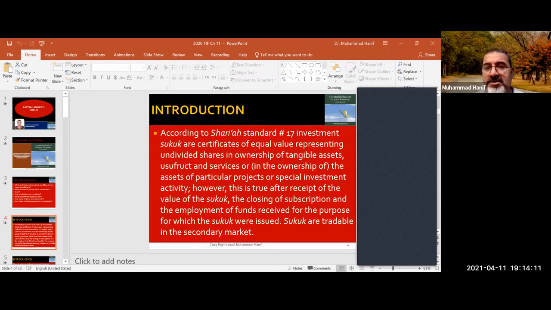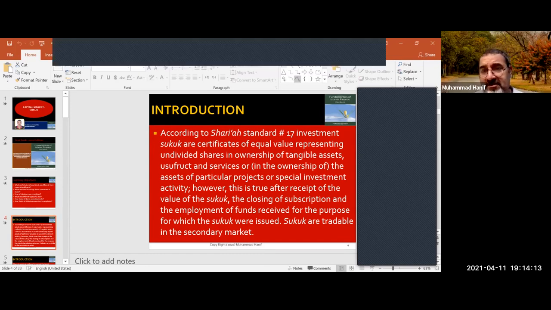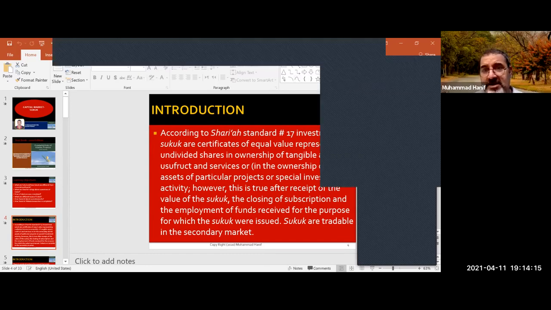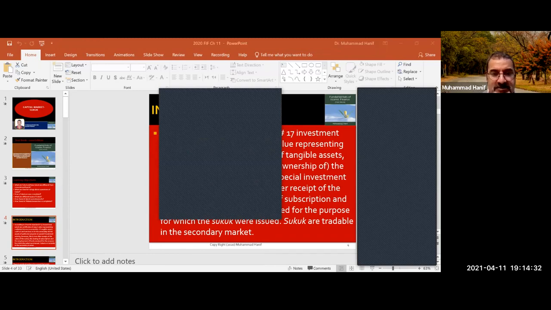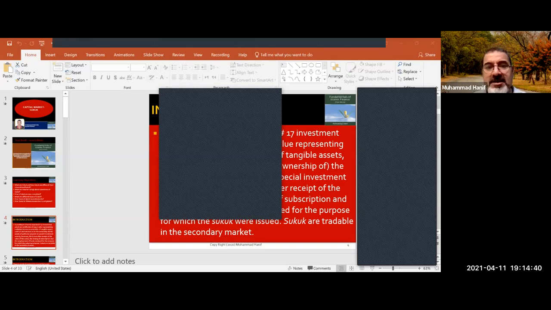I would recommend that you download this book. It's free of cost and you read it because you are living in the GCC, and in the GCC, Islamic finance is growing at a rapid speed. So I'm writing here Sharia Standards from the AAOIFI website. It's free of cost. So you must download and read these standards so that you can understand.